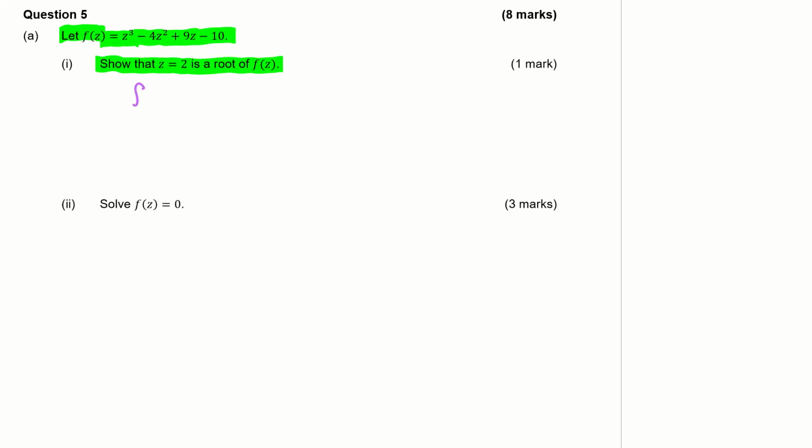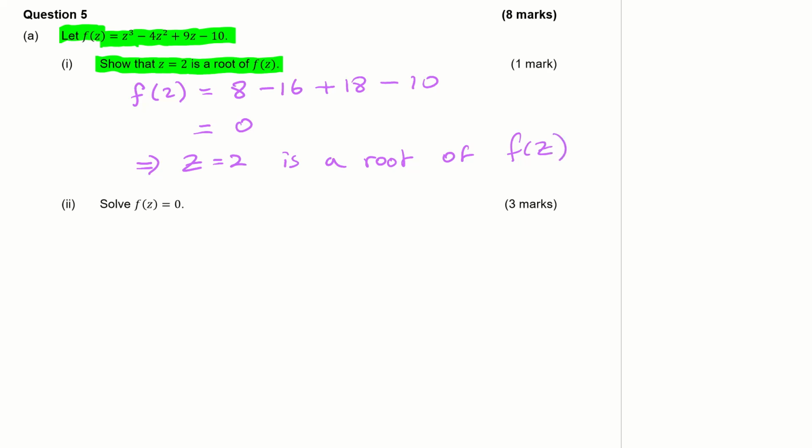So substitute in. f of 2 would be 2 cubed, which is 8, take away 4 times 2 squared, 4 times 4 is 16, plus 9 times 2, take away 10. And that equals 0. And that means that z equals 2 is a root of f of z.